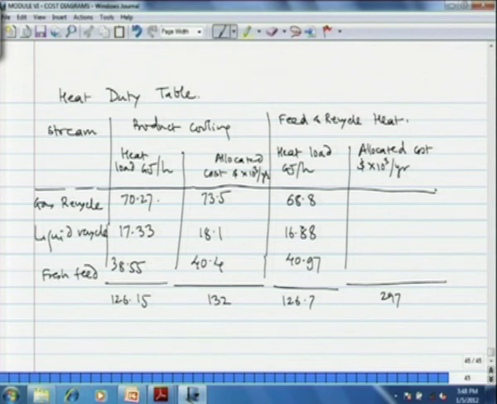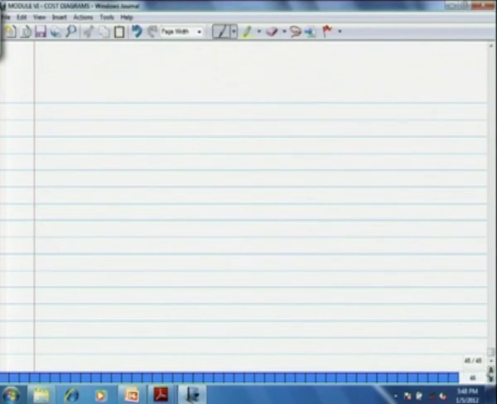It is just 70.27 divided by 126.15 into 132 is 73.5, like that. Similarly, here 68.8 divided by 126.7 into 297 is 161.3, and similarly the other cost 96.1. Now, having done this, we can make a cost allocation diagram after we distribute the cost of reactor, stabilizer and benzene column as per the molar flow rates.